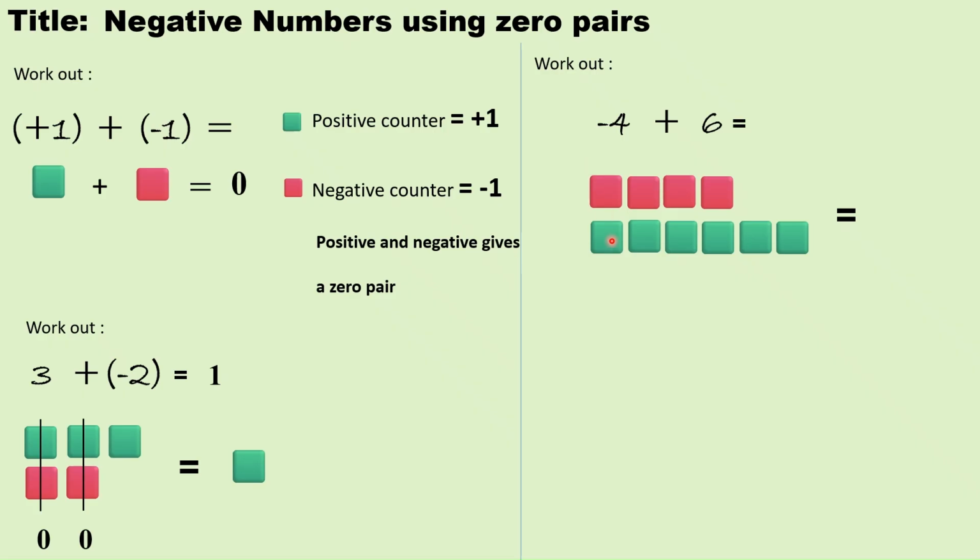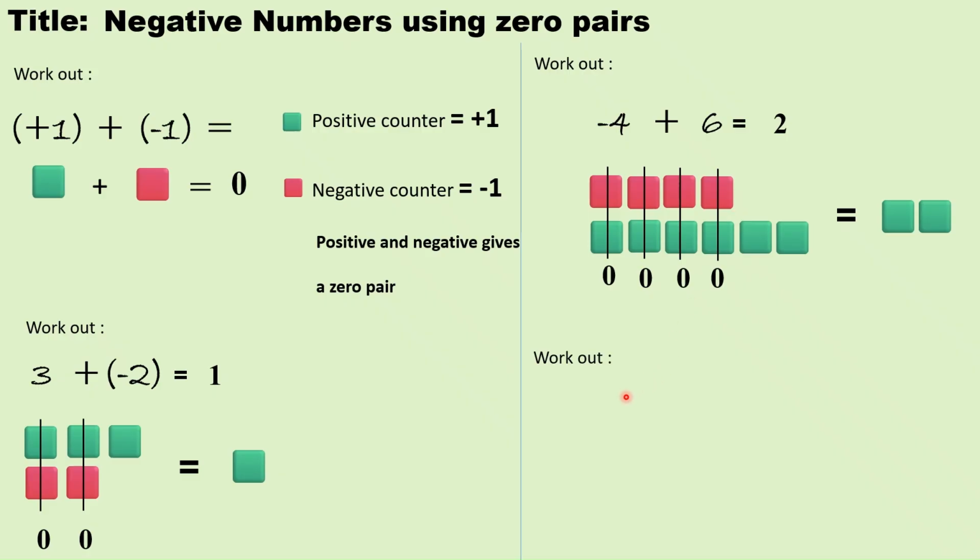Equals, remember, a positive and a negative gives you a zero pair. So we have a zero pair here and another zero pair, a positive and a negative gives you 0, a positive and a negative gives you 0. And then finally, one more zero pair, and the remainder is 2 positives. So we have 2 positives here. Therefore, negative 4 add positive 6 will give you positive 2.